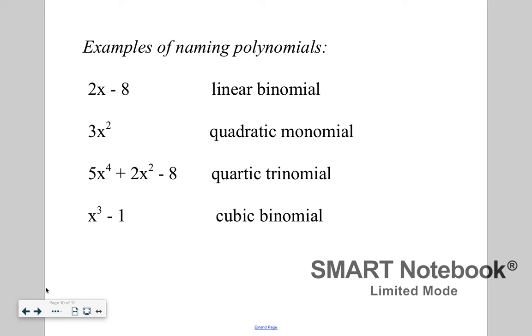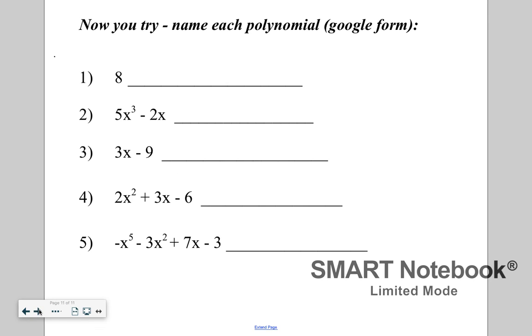Okay? So again, I'm going to send you all of these slides. I'm also going to send you a copy for the first part of your homework. You have 2 parts of homework tonight, but for the polynomial naming, I'm going to send you a Google form. I want you to give me the names of these 5 polynomials and submit to me so I see that you understand what you're doing with naming of polynomials. All right. Good luck.